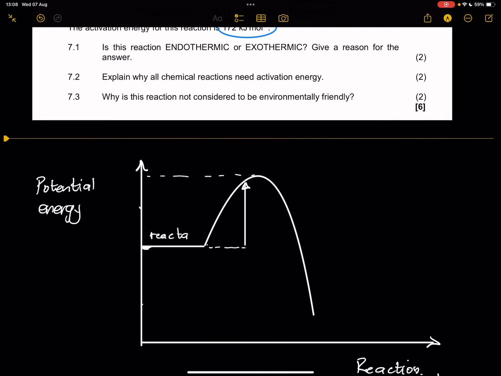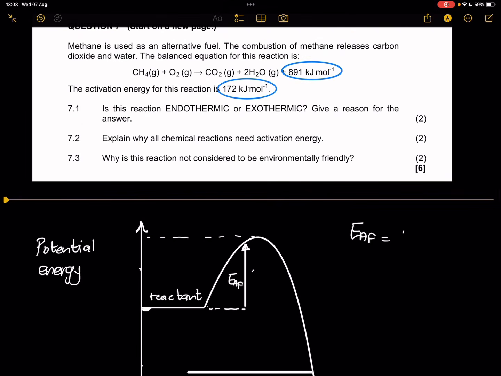And this would be the product over there, right? So the activation energy, let me call it EAF, for the forward reaction, is what is given to us there as 172 kilojoules per mole.